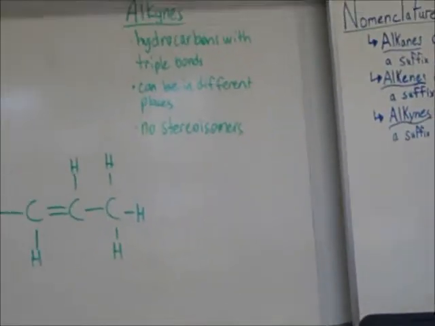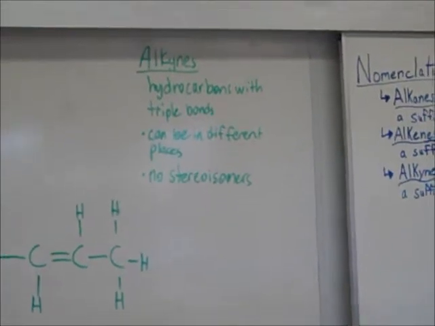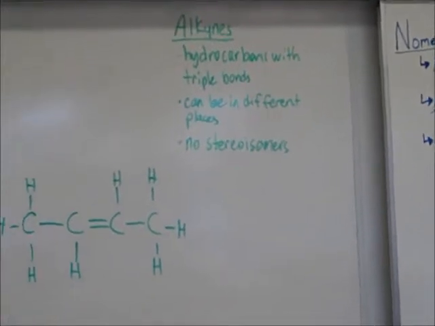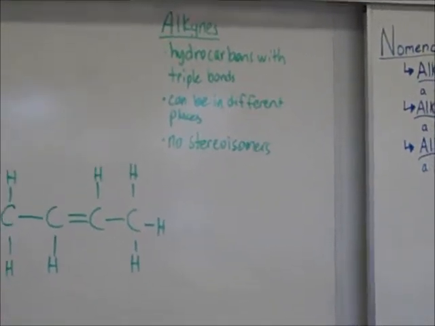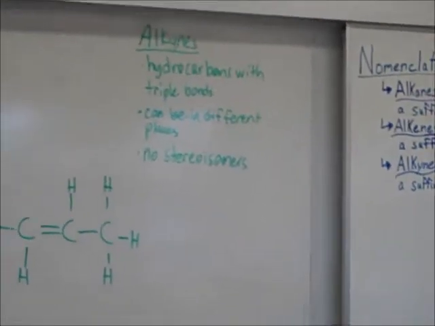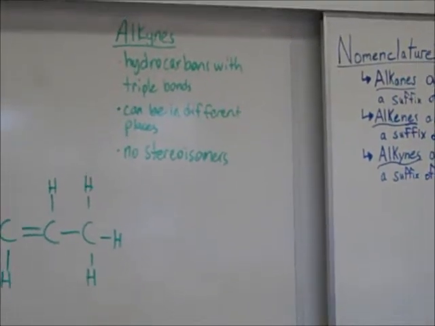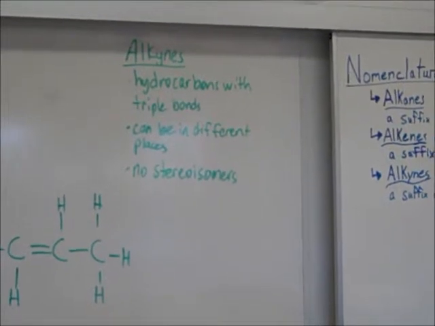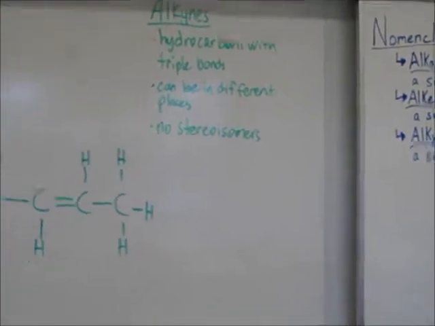And alkynes, these are hydrocarbons with at least one triple bond, and the triple bonds can also be found in different places. There are no stereoisomers. This is because the bonding in the triple bonds is all sp hybridized.